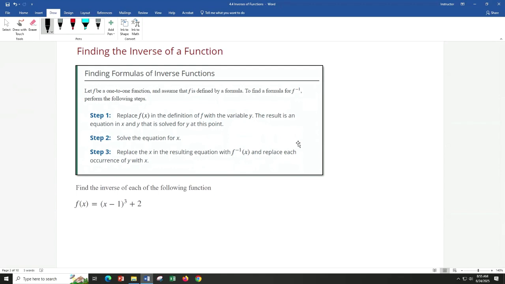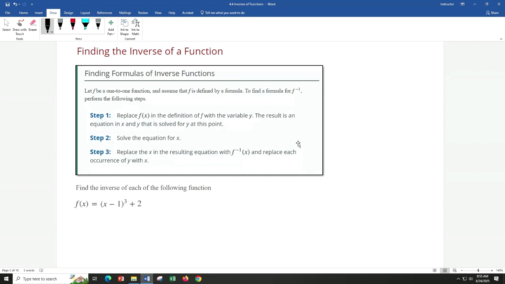And I'm also going to show you how to check it if you choose to check. The checking process isn't hard, okay? But I just do want to let you know, it can look messy. It will stretch your algebraic skills a little bit sometimes, but that's not a bad thing. But notice it says here, let f be a one-to-one function. Kind of needs to be, right? And assume that f is defined by a formula.